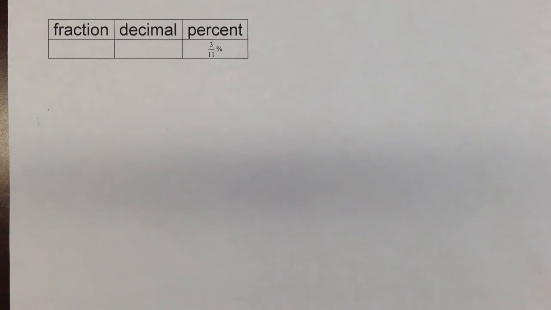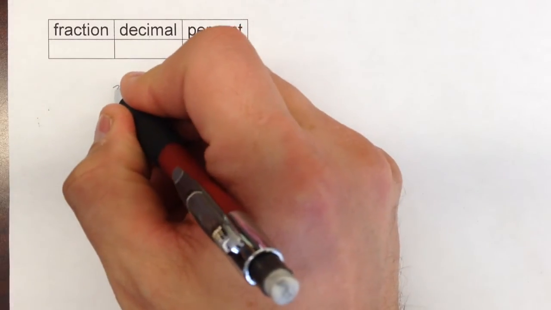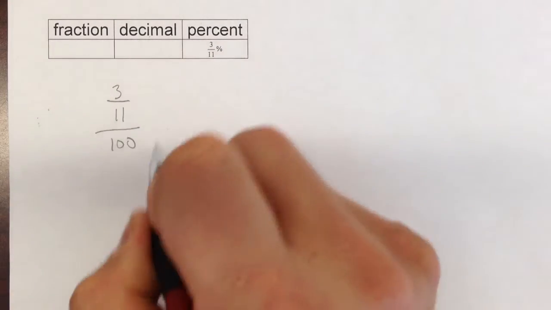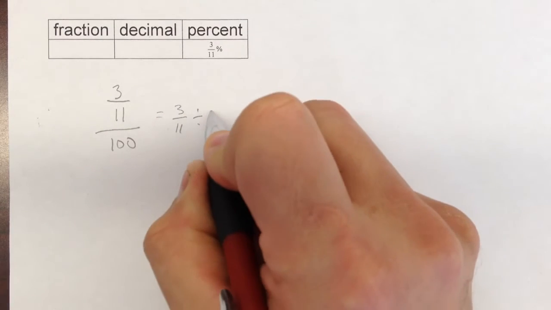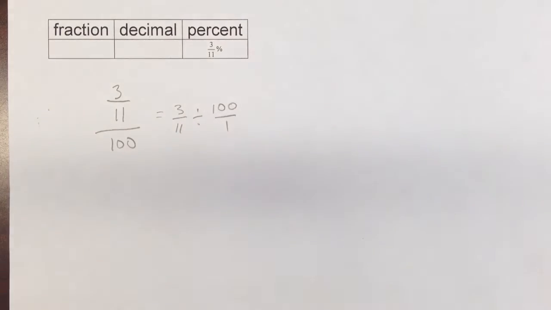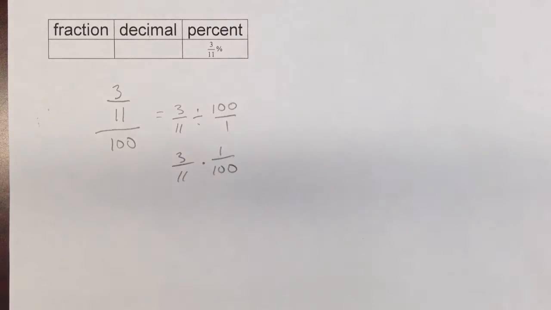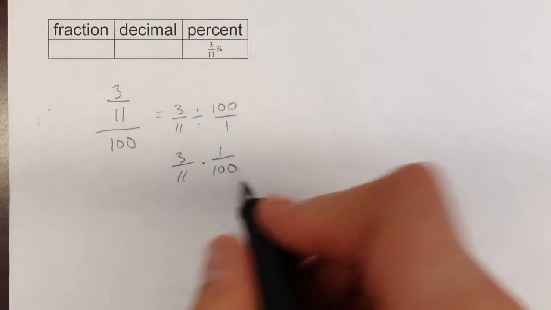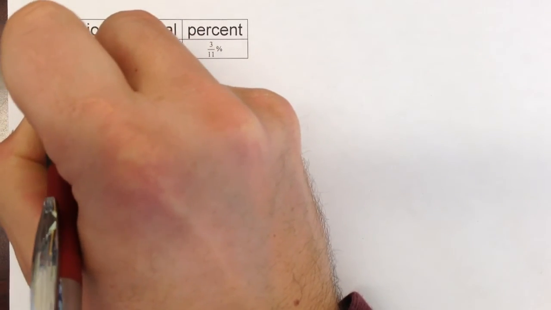So the first thing I do is I see a percent and want to change it to a fraction. Remember that a percent, like say 3/11ths percent, is the same as 3/11ths over 100. So we can take 3/11ths divided by 100 over 1 and then flip it, which gives me 3/11ths times 1 over 100. We talked about this before. Really all you're doing is adding these 2 zeros onto the denominator, which means we get 3 over 1100. So the fraction would be 3 over 1100.